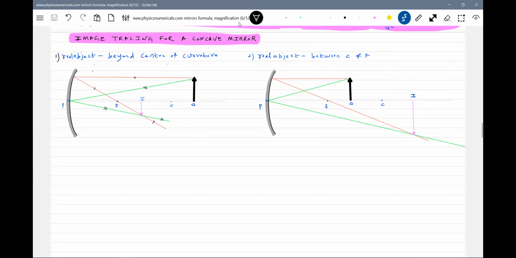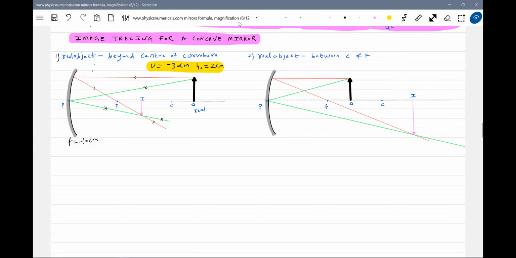What is the focal length of the mirror? Minus 10 centimeter. In the first case, the object is at a distance of minus 30 centimeter, and the height of the object is 2 centimeter. This is the data. And the object is in fact a real object.